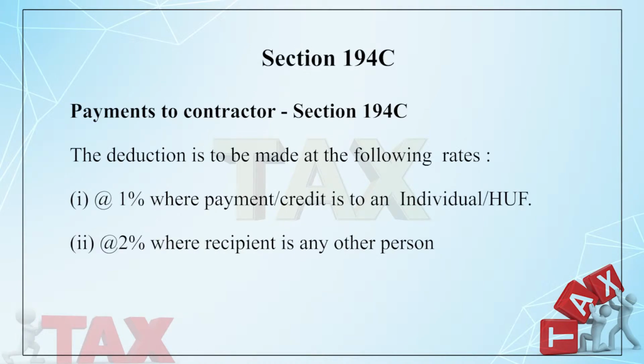Now, what is the rate applicable? The rate applicable if the recipient is an individual or HUF, that means I have given a contract for an AMC and the recipient is an individual or HUF, then the applicable rate of tax is 1%. If it is a company, a cooperative or a partnership or any other than an individual and HUF, then it is 2%.